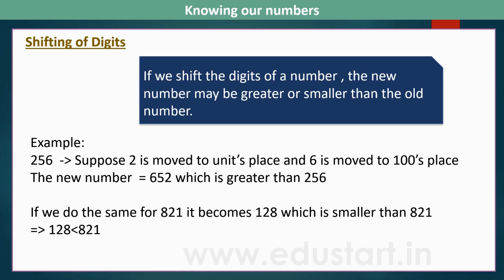Shifting of digits. If we shift the digits of a number, the new number may be greater or smaller than the old number. Let's take one example. Let's consider 256. Suppose 2 is moved to units place and 6 is moved to hundreds place. It means that we are swapping the positions. The new number will be 652, which is greater than 256. Now if we do the same for 821, it becomes 128, which is smaller than 821. So 128 is smaller than 821. So if we shift the digits of a number, the new number may be greater or smaller than the old number. Understood?